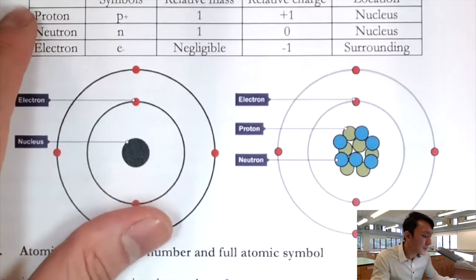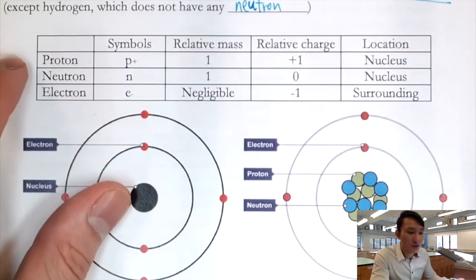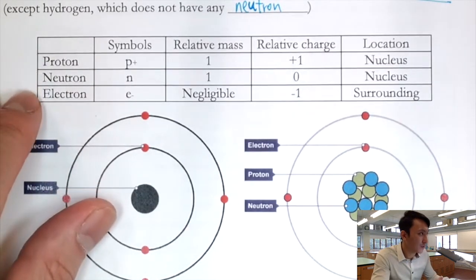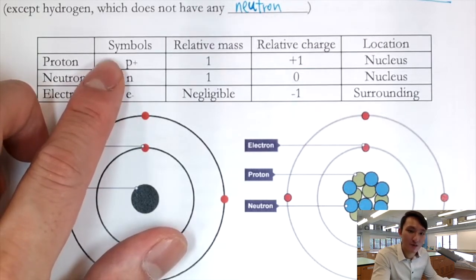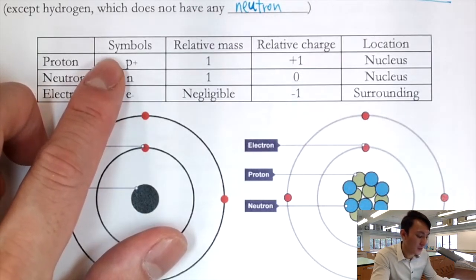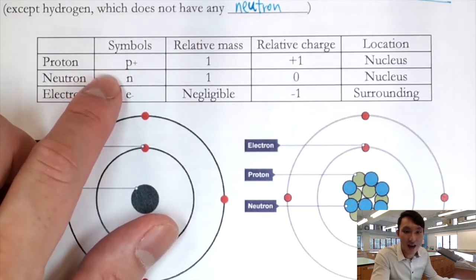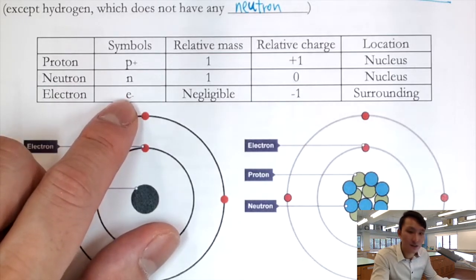Now, if you look at this table, we try to show some features of these subatomic particles. First of all, their symbols. Sometimes we want to use a simpler representation of these three subatomic particles. For proton, it is P positive, neutron just N, and electron is E negative. The positive and negative obviously have their own meaning.